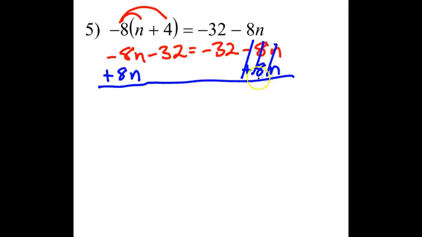On both sides, usually it's the right-hand side, the variable cancels out. That's why we chose plus 8n. But what happens when it cancels out on both sides?